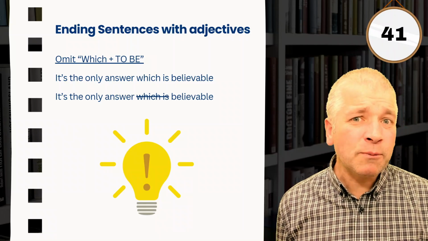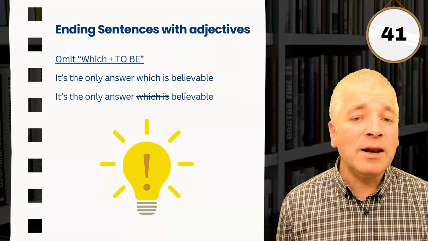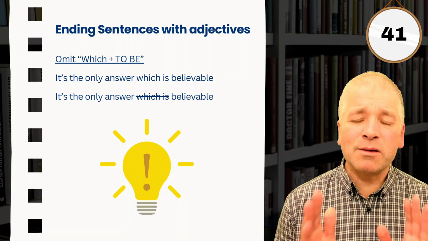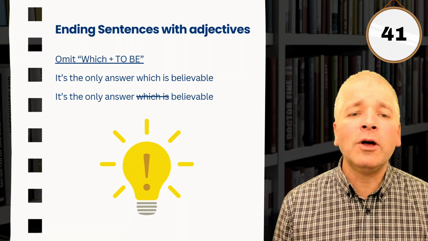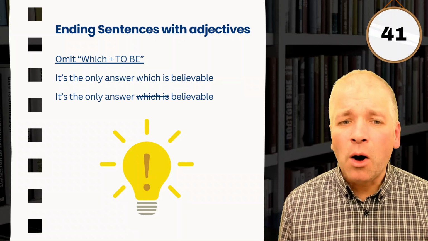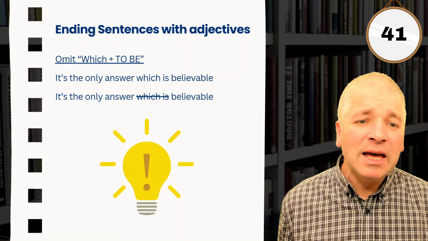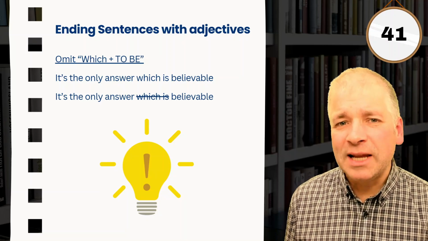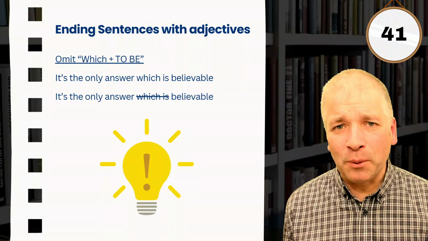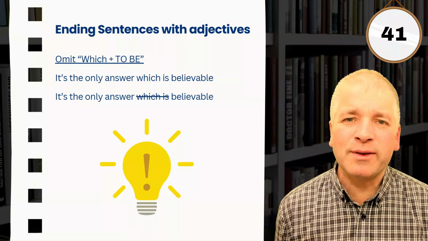Another example is when we have which followed by to be, then the adjective afterwards. In these cases, sometimes we can omit which and to be, leaving the adjective on its own without anything else. So instead of saying it's the only answer which is believable, we could say it's the only answer believable. Now, in both of these situations, the adjective comes at the end of the sentence.